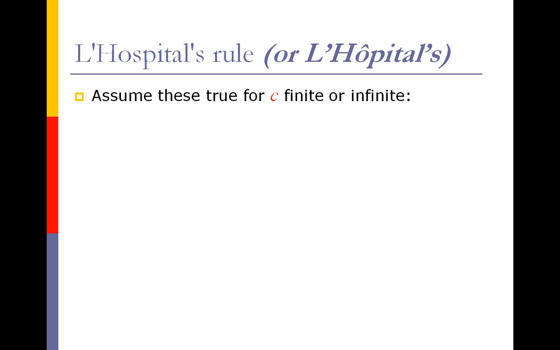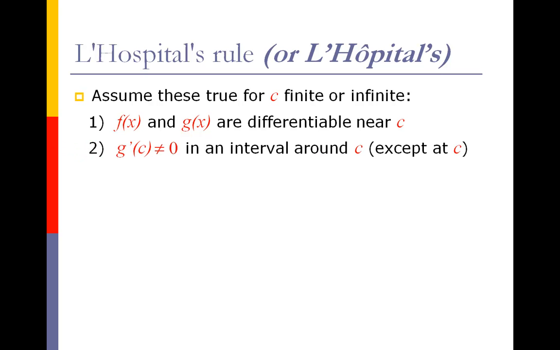So what does the rule say? First of all, let's assume that the following facts are true for some value c, which may be finite or infinite. So what I'm going to say will apply to both c finite or infinite. First of all, let's say we're dealing with two functions f and g which are differentiable near c. We're also going to assume that g prime is not equal to 0 in an interval around c, except possibly at c. So in other words, this function g prime is not always 0.